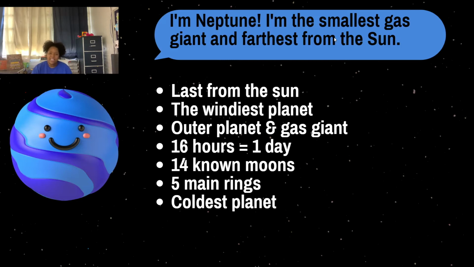Their day is kind of similar. It's a little bit shorter than ours. A day on Neptune is about 16 hours. It has 14 moons that scientists know of. There may be more by now, but about 14 that they are sure of. It has 5 main rings, and since it is so far from the sun, it's the coldest planet. So all of these gas giants, these outer planets, they are very, very cold.